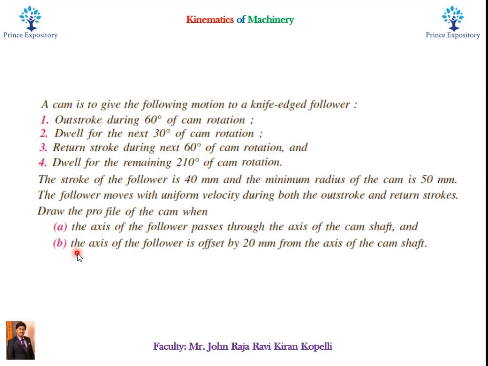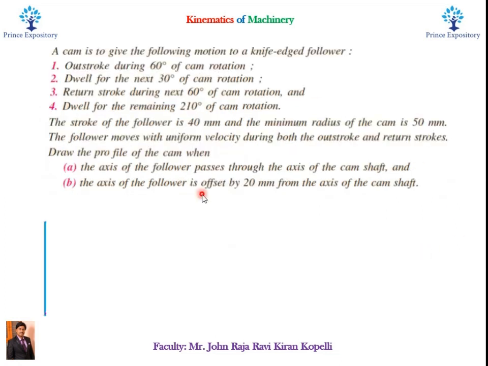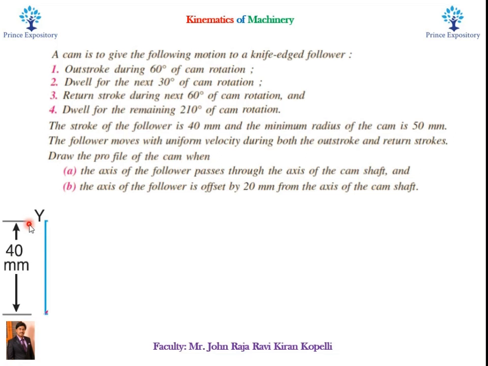considering now the second case. The second case is the axis of the follower is offset by 20 mm from the axis of the camshaft. Now, the first step in this problem is you have to identify the stroke of the follower is 40 mm. Now, the stroke of the follower, 40 mm, is drawn vertically upwards. So, because it is drawn vertically upwards, it is denoted with the letter Y, representing the Y-axis direction.